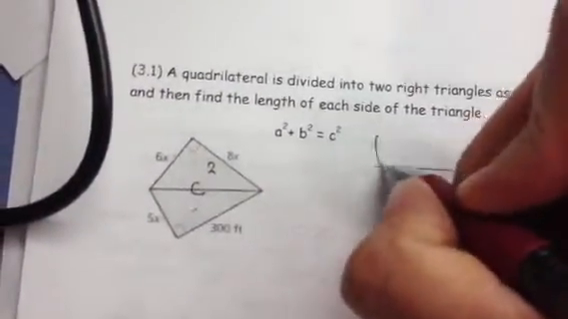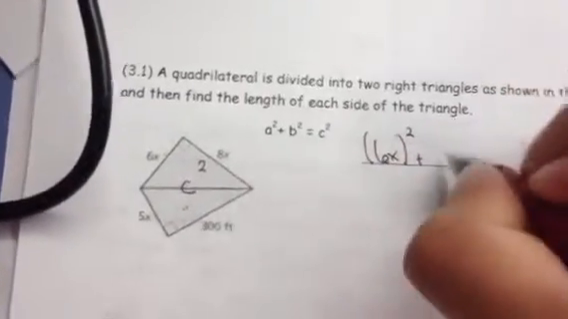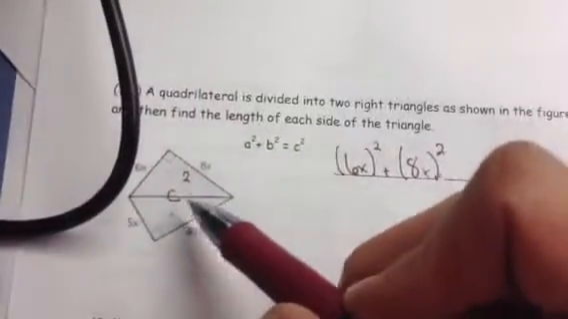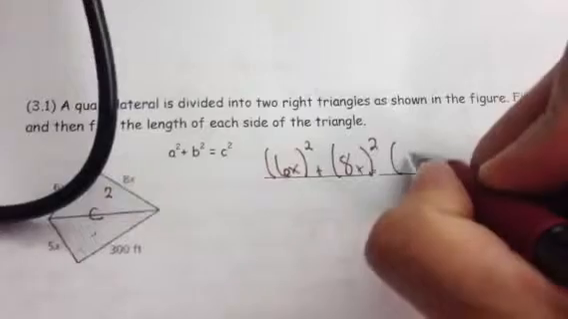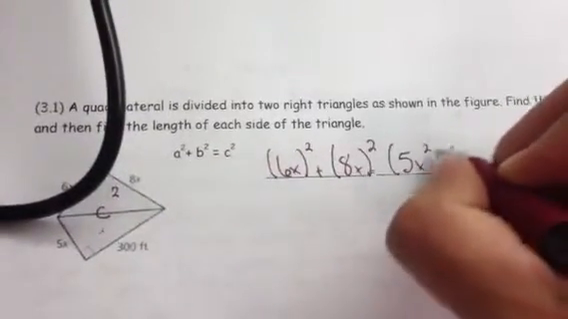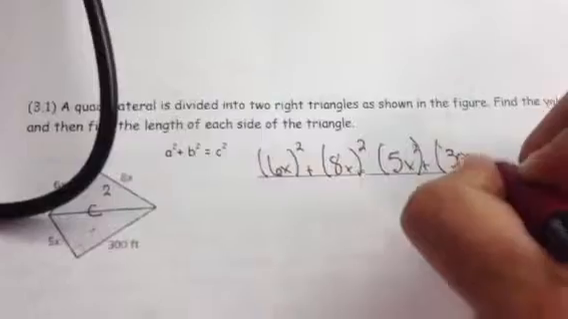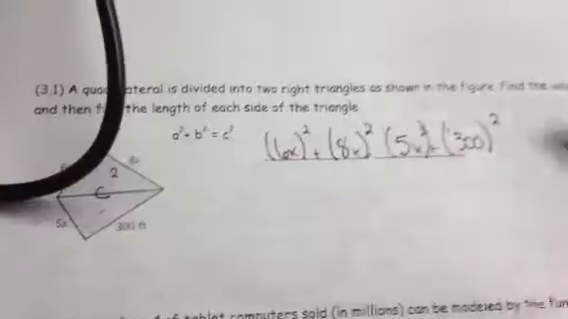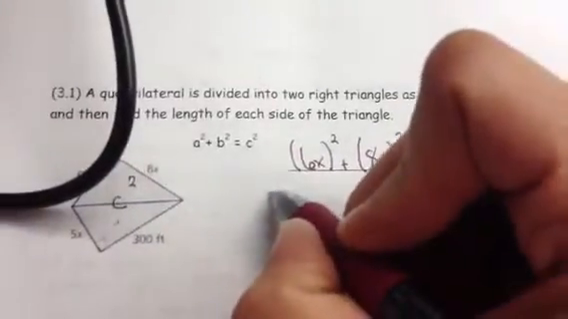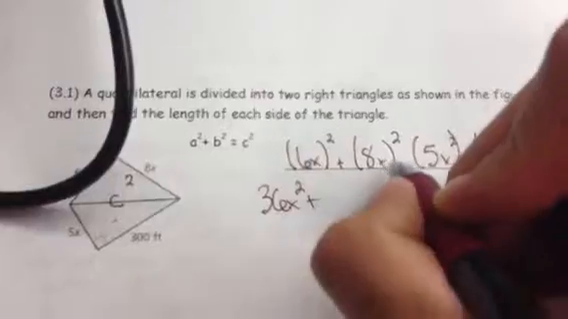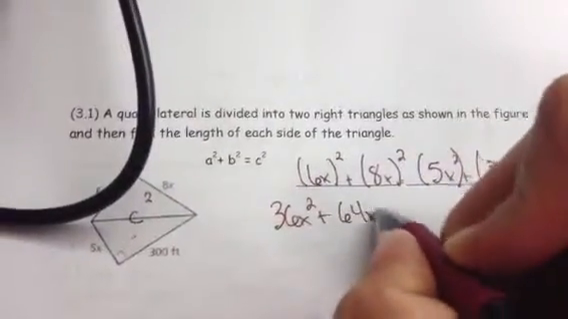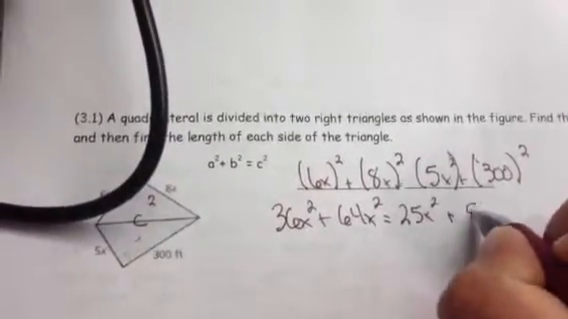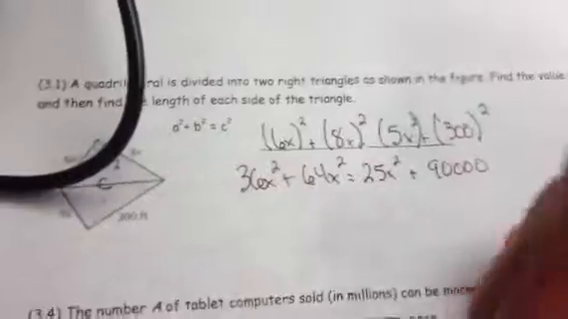If I just take one triangle, a squared plus b squared will equal c squared. Well, this c squared is the same for this one. So the other triangle will also be a squared plus b squared. And they're going to be equaling each other because they equal the same value. So I'm going to square 6x. That means 6x times 6x. That's 36x squared. 8x squared is 64x squared. Here's my equals. This is 25x squared. And when I square 300, I get 90,000. So just clean it up.